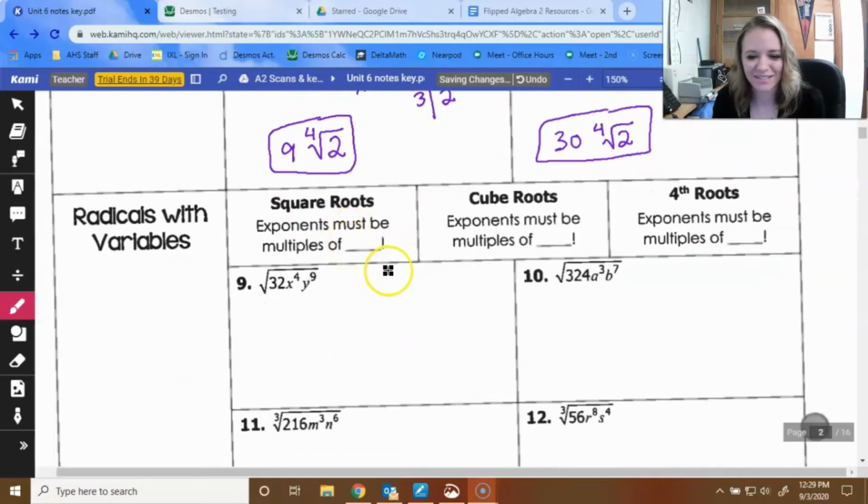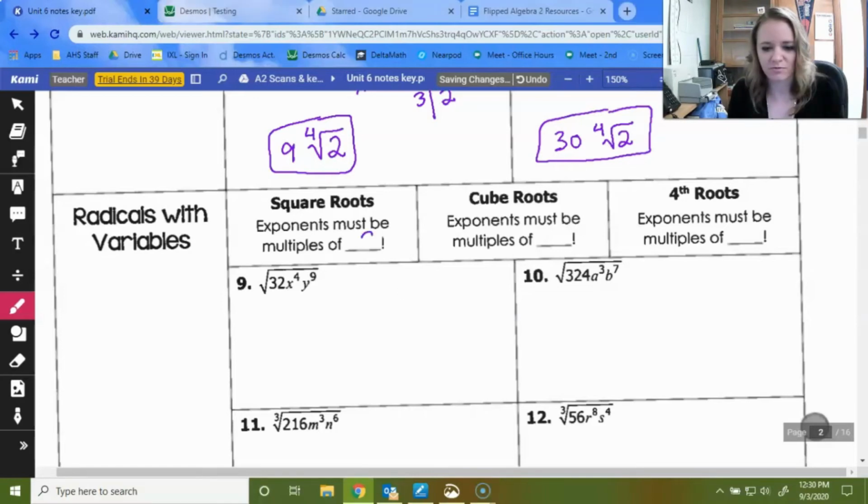All right, let's see now what happens when we have variables, okay? When we have square roots, of course, how we're going to simplify these is by seeing if the exponent comes out of whatever the index is. So we want them to be in multiples of 2, and that makes everything nice and neat. But we know that they won't always be, so we'll see what happens when we get there. Cube roots, we are looking for multiples of 3. And 4th roots, we are looking for multiples of 4.